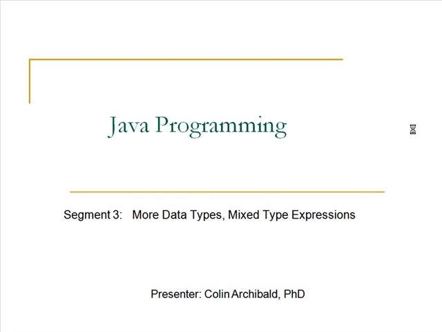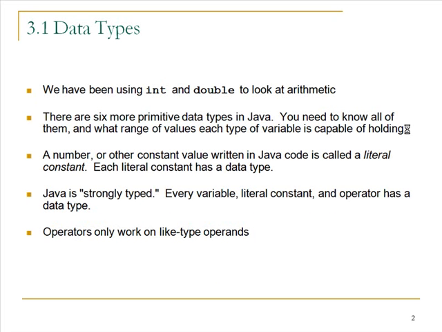Really, I promise. Okay, so in the previous segment, we looked at two data types, int and double. And these are the most common data types for numeric variables in Java. If you're not using int and double to store your numbers, you're expected to have some reason why not. So there are 6 more primitive data types, so 8 altogether. And you need to know all of them and what range of values they can hold.